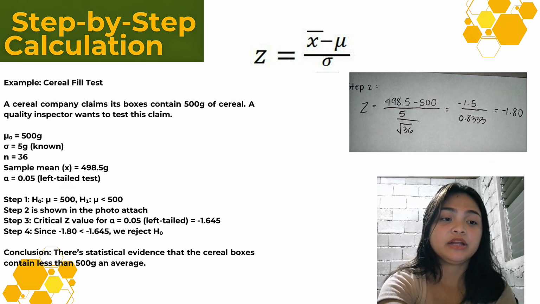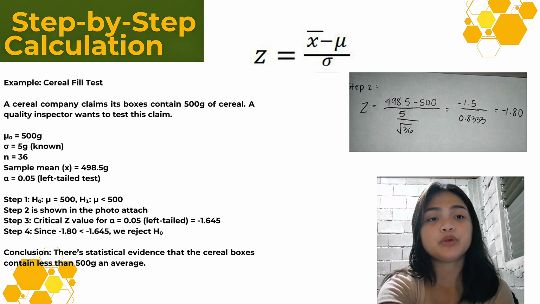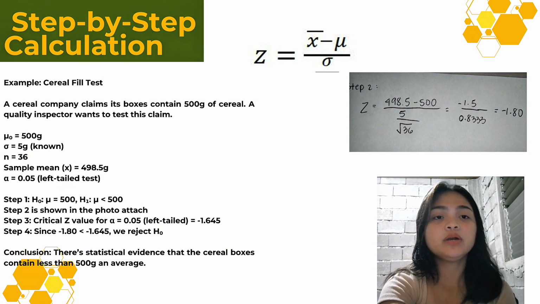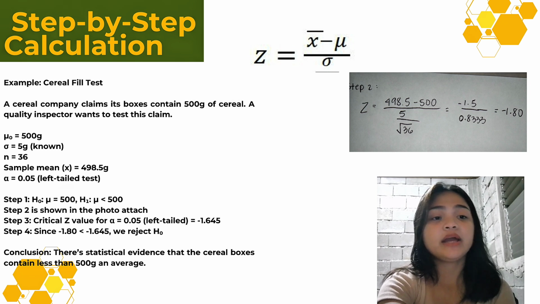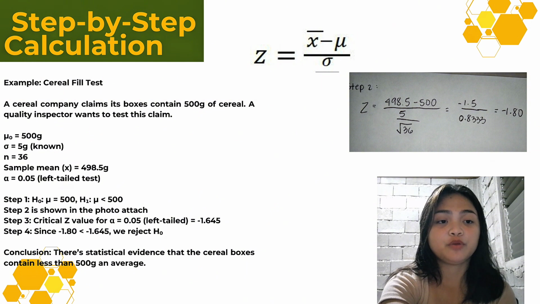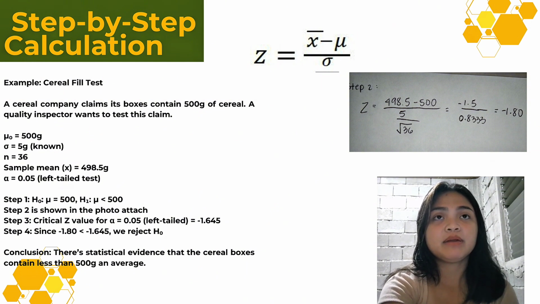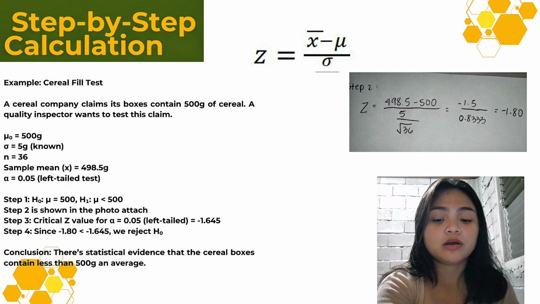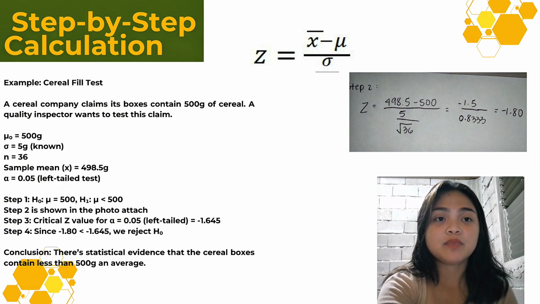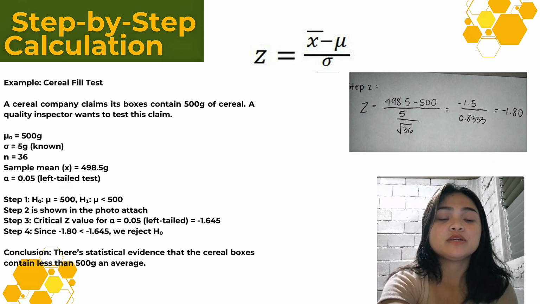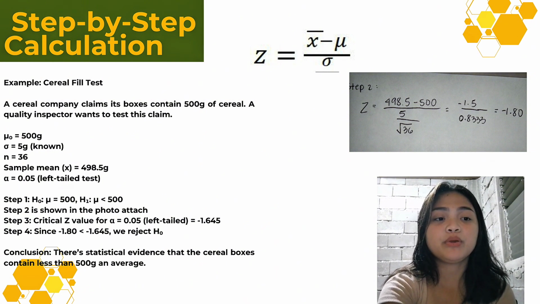Step 3, finding the critical value for the significance level, which is 0.05. When you look at the z-table, you're looking for the z-score where the left tail, or area under the curve to the left, is 5% or 0.05. Basically, in the z-table you look for the value closest to or exactly matching your significance level. For this one, the z-score that corresponds to a cumulative probability of 0.05 is negative 1.645.